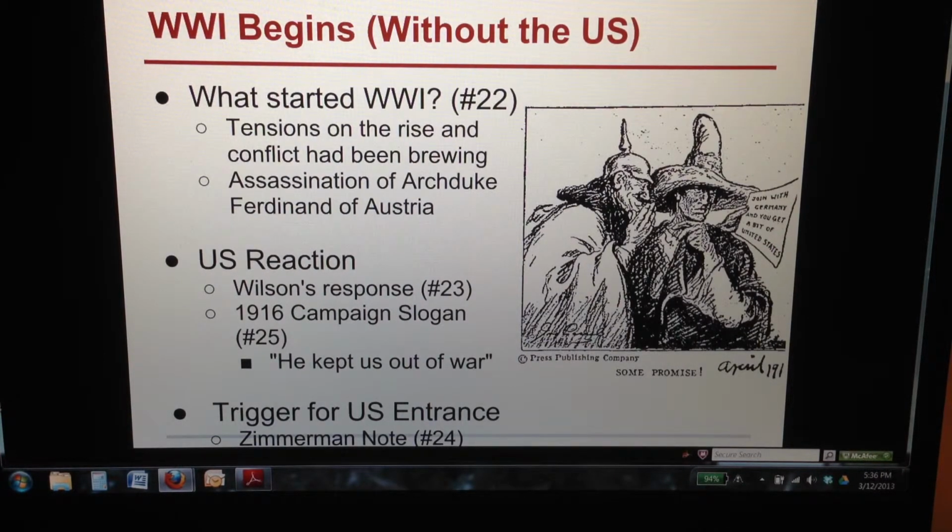So, U.S. reaction. So this is how World War I started. What does the U.S. think about this? So the first response at this time by our president, who was Woodrow Wilson, so for number 23, is neutrality.